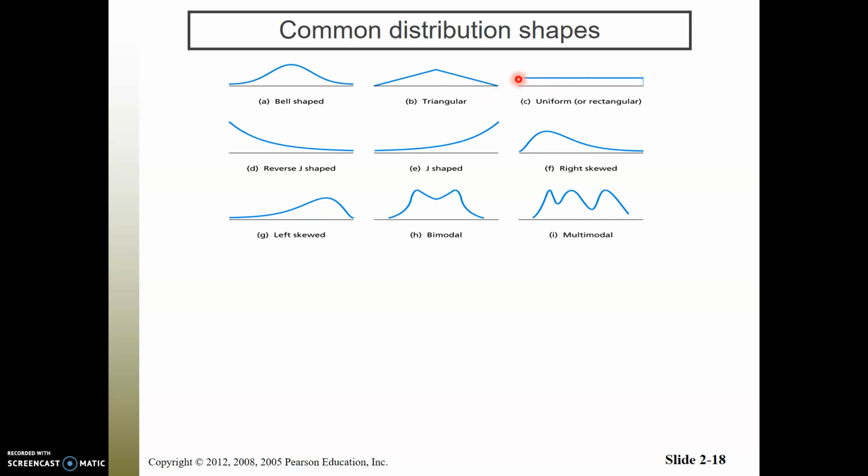Why is it called uniform? Because the shape doesn't change. It starts like this and it goes all the way. Uniform. Uni means one, form means shape. One shape. Right? I will explain these two later.